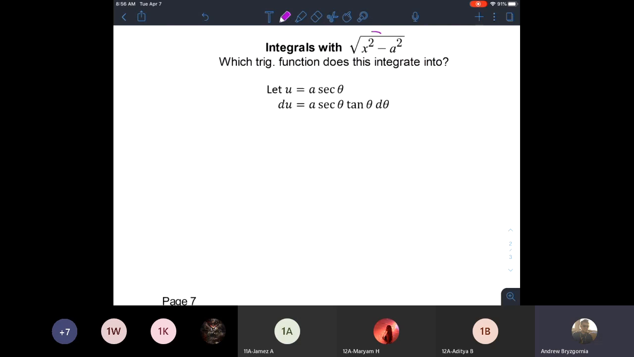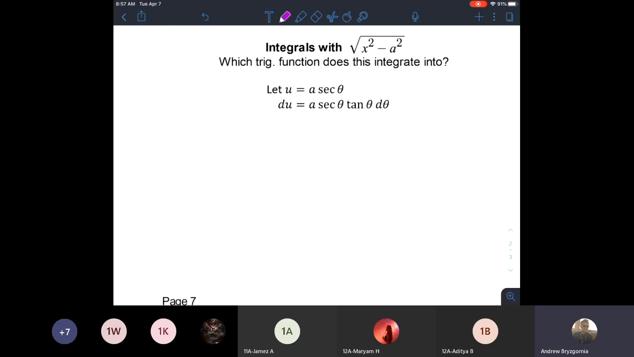So the last one that we are going to get into. Whenever we see something written like this, that means we are going to substitute with secant and then integrate that. And we know that our derivative is secant theta tangent theta.